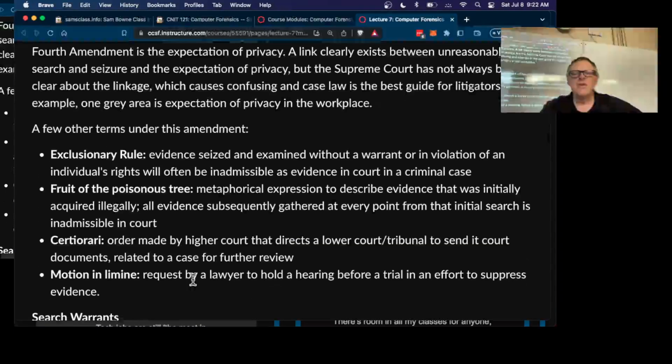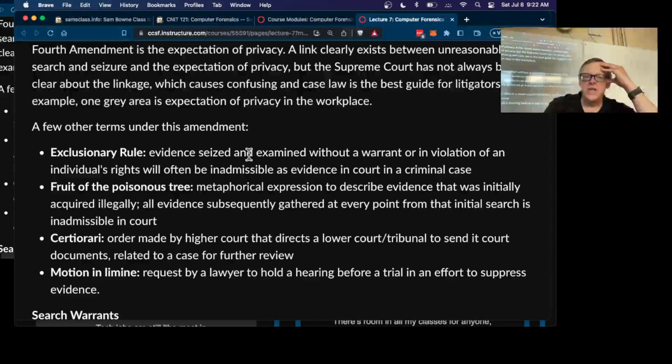All right. Now, there are exclusions. There are things you can seize without a warrant. For example, in an emergency, when someone's life is at stake, that's exigent circumstances. Then there's an issue called fruit of the poisonous tree. If you originally acquire evidence illegally, and then that evidence leads you to another source of evidence, you're not allowed to include that either in court because it's the fruit of the poisonous tree.